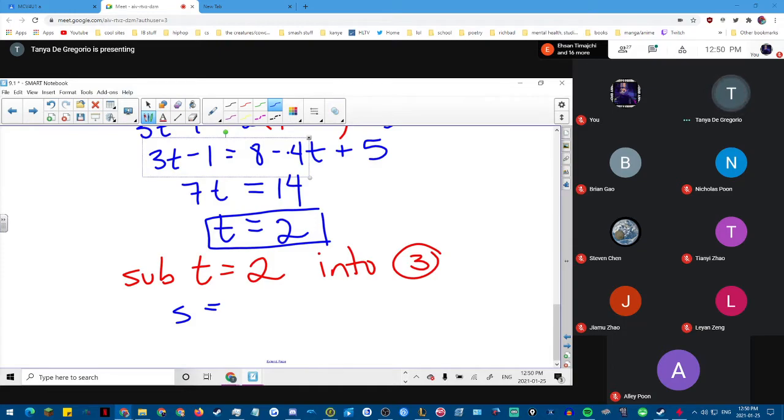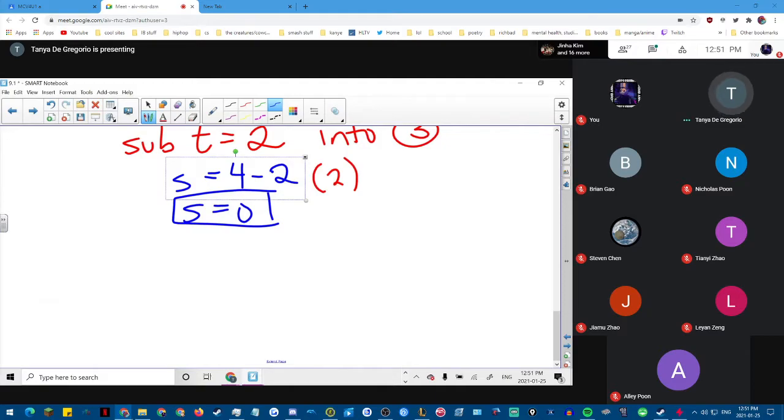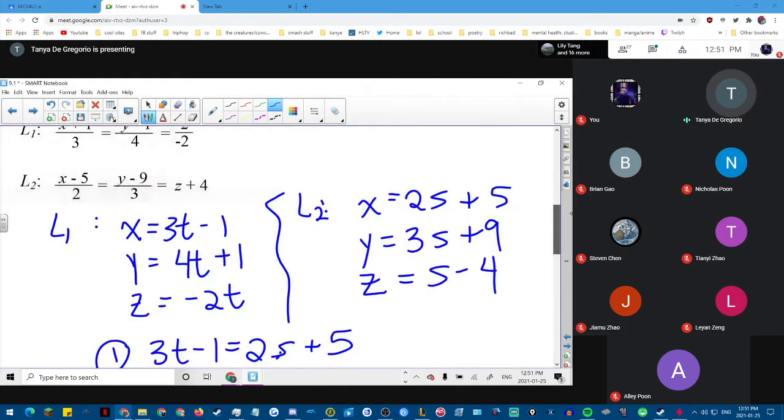And s is equal to 4 minus 2 times 2. And s equals 0. Okay, so now I found an s and a t. I need to find x, y, and z. What should I do? Sub them back into the parametrics. Yep, sub them back into your parametrics.